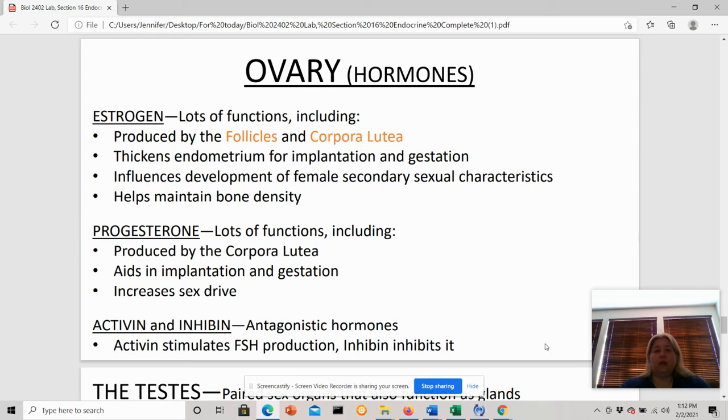All right, so that's all I have for this. Ovary, we had the 4 hormones, estrogen, progesterone, activin, and inhibin, and a number of functions for each of them. Well, a couple functions for the activin and inhibin, because again, we don't talk about that much. But yeah, that's all I've got.